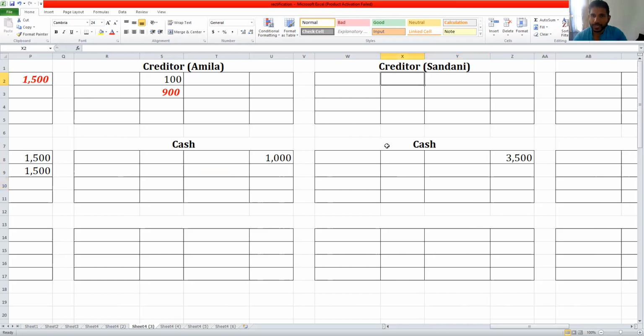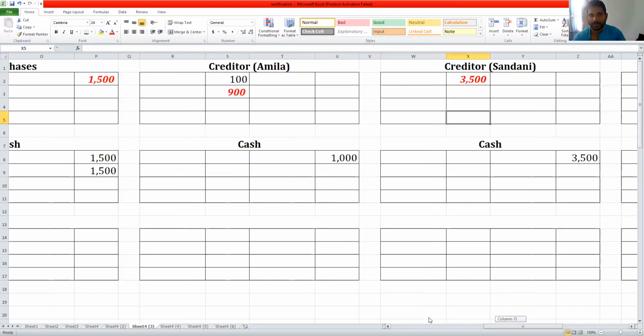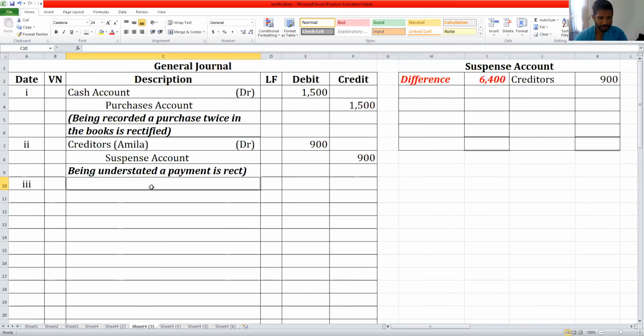Creditors should be debited by 3,500. So can we credit the cash? No, you can't, because cash is correctly recorded. We have to debit this. We have to credit this suspense account. Creditor, this time it is Sandani. Debit 3,500 and suspense account credit 3,500.